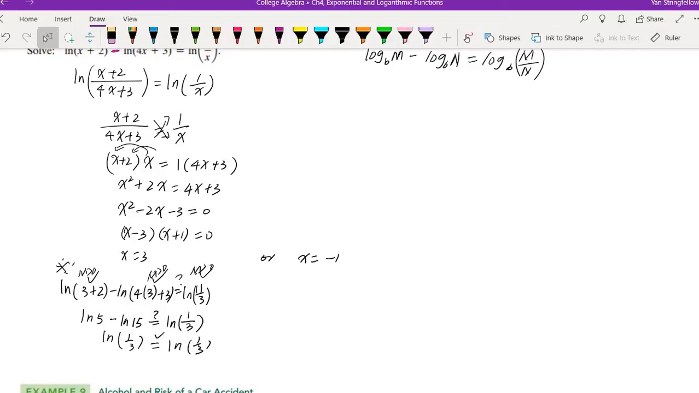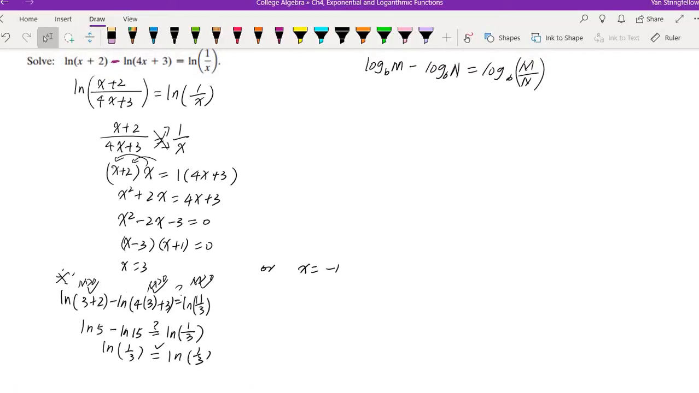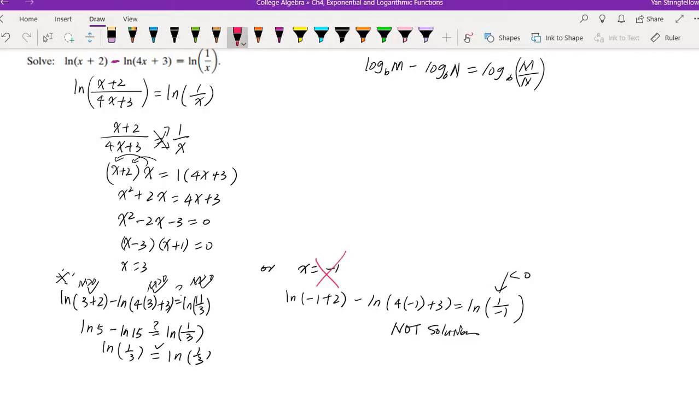Let's go ahead and look at what happens if I have x equal to negative 1. You can bring this back, or just do it visually. So you're going to have natural log of negative 1 plus 2 minus natural log of 4 multiplied by negative 1 plus 3. And then you also check natural log of 1 over negative 1. You look at any of them. Let's just look at this piece, 1 over negative 1, that's definitely less than 0. That immediately tells you this is not the solution. So which means x equals 3 is your solution. Be careful on this type of question.